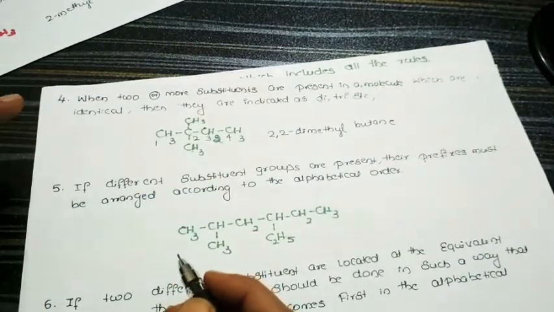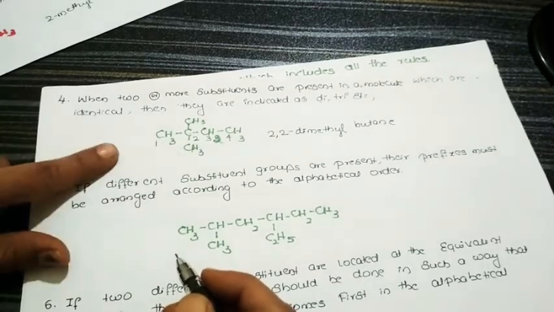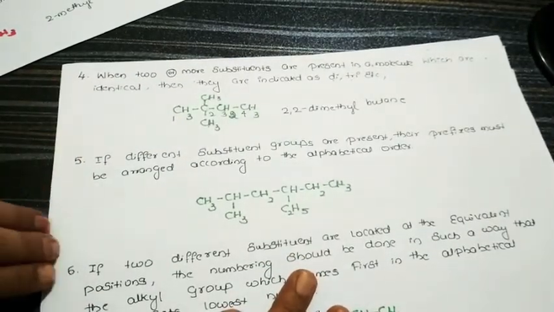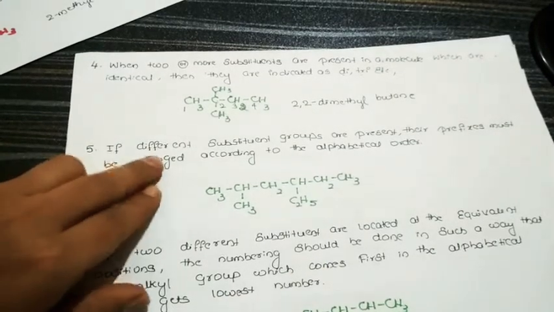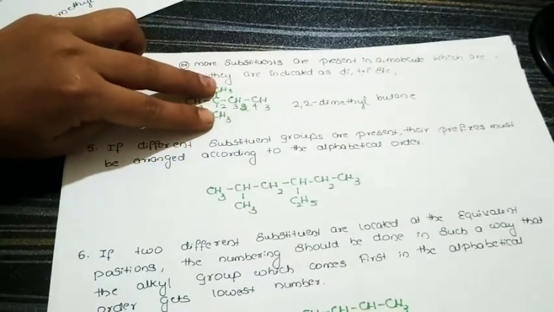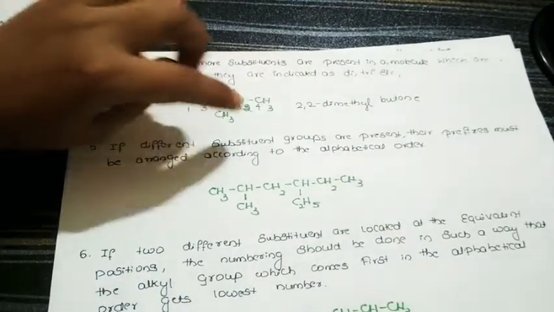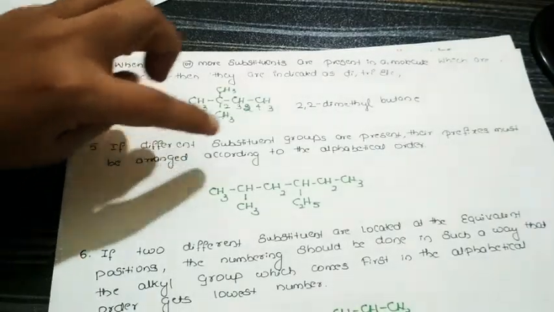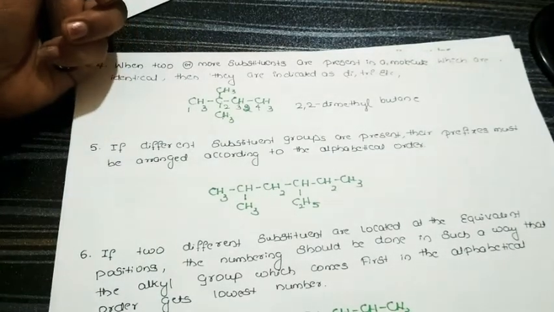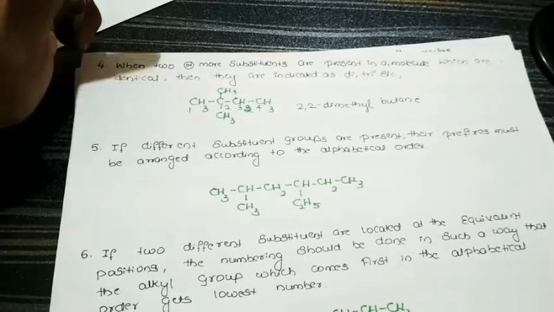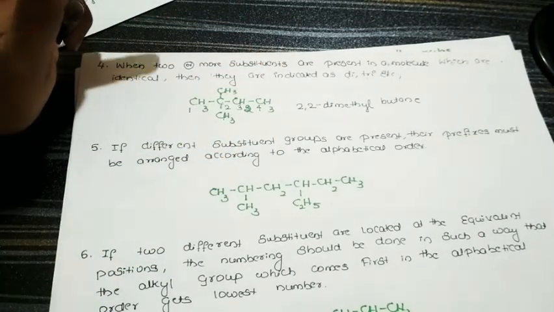So I have applied the first rule, the second rule, the third rule, and even the fourth rule. So all the rules have been applied over here. I hope you understood. Now let us go for the fifth rule. Here we got two identical, same substituents. Now if different substituent groups are present, their prefixes must be arranged according to the alphabetical order.